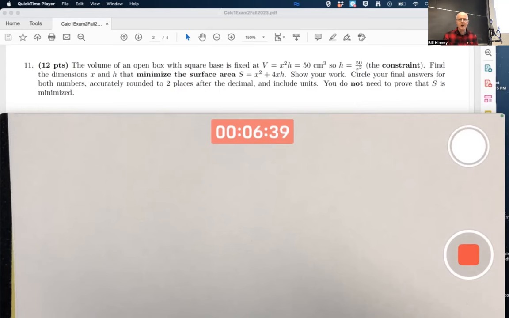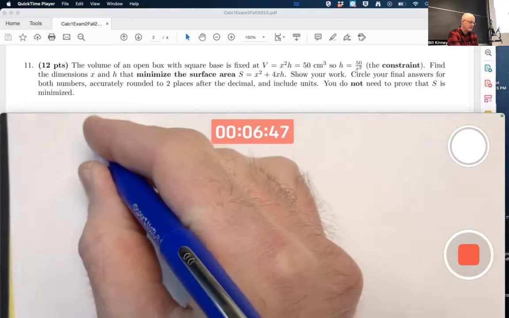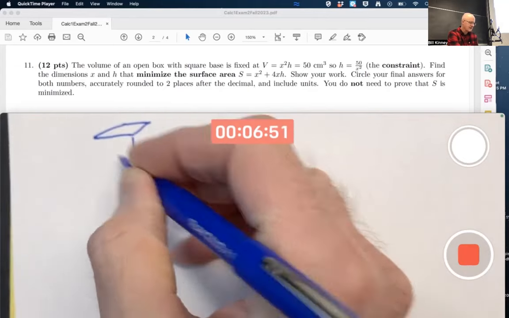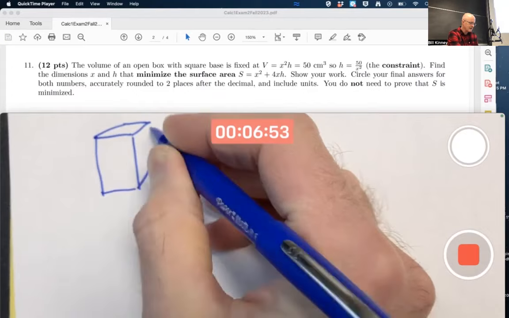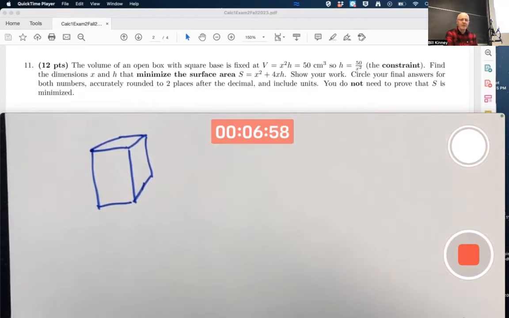The volume of a box with a square base is fixed at 50 cubic centimeters. So we have a box shape. Is it a cube? Not necessarily. There's a box shape, but it does have a square base. I didn't really draw it to look like a square base.